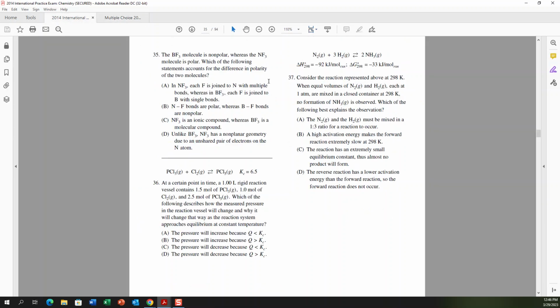All right, so 37, notice we got a delta G that's negative, so it is thermodynamically favored.